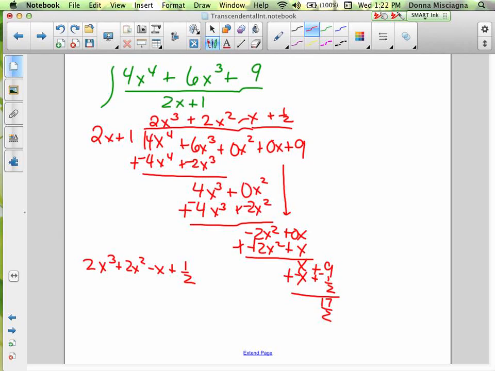So really not too bad. Actually, this one is really not bad. Oh, excuse me. Plus 1/2 plus, don't forget, 17/2 over 2x plus 1. So except for that, not too bad.